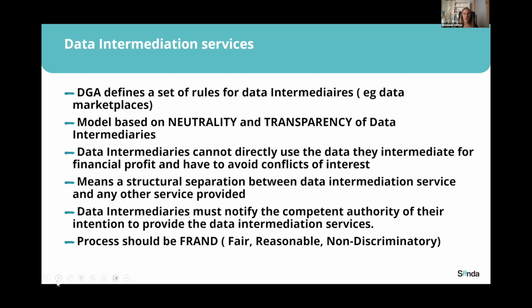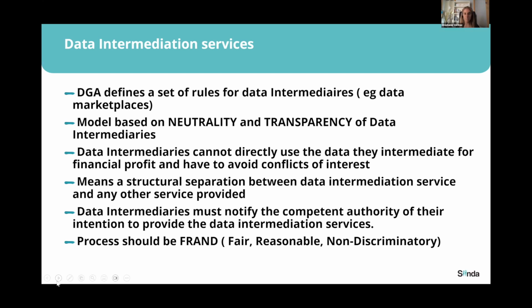The second aspect of the DGA, so you remember the 3 blocks. The first one was the reuse of protected PSI. The second is the question of data intermediation services. So the DGA defines a set of rules for data intermediaries who are, for example, data marketplaces, but this is just an example. The model is based on 2 key issues. The first is the neutrality, and the second is the transparency of data intermediaries.